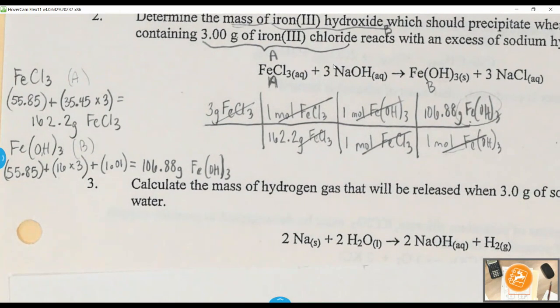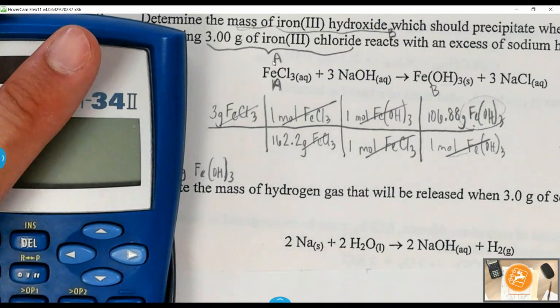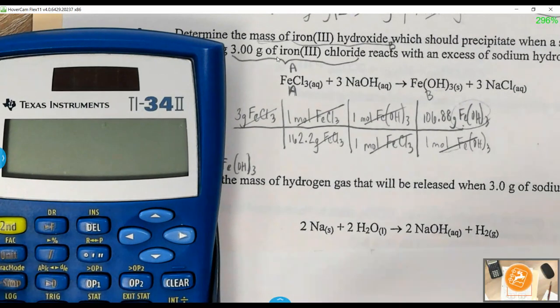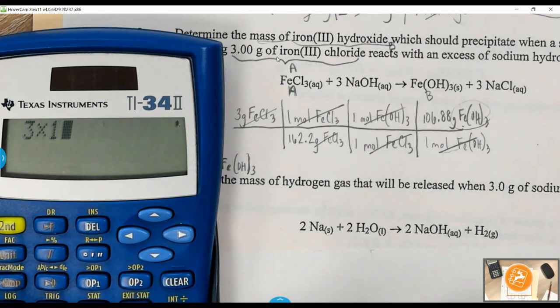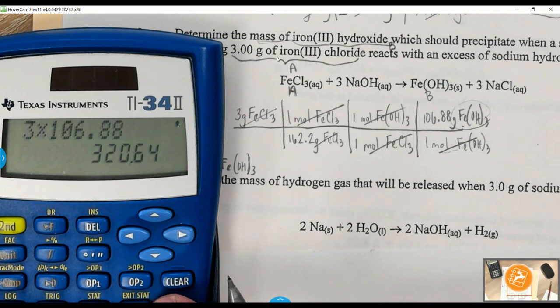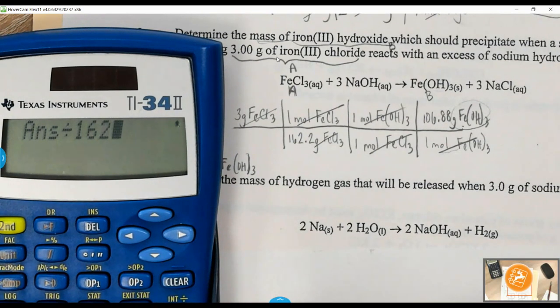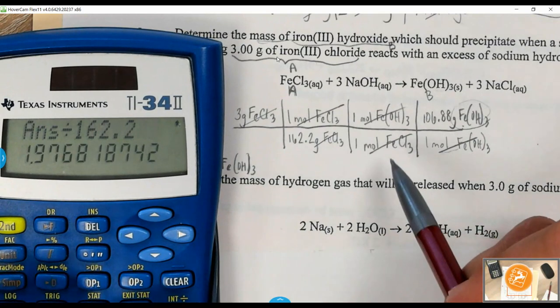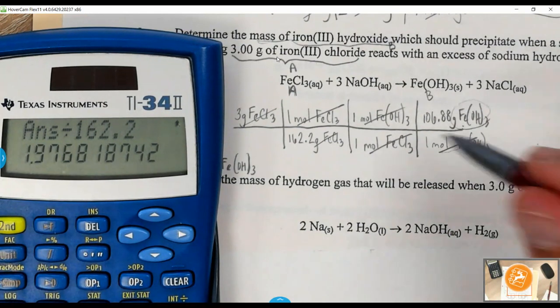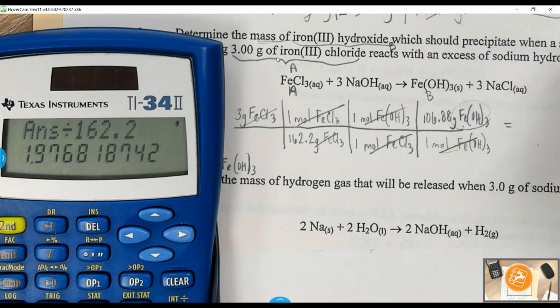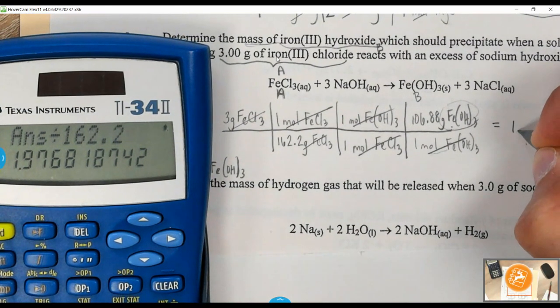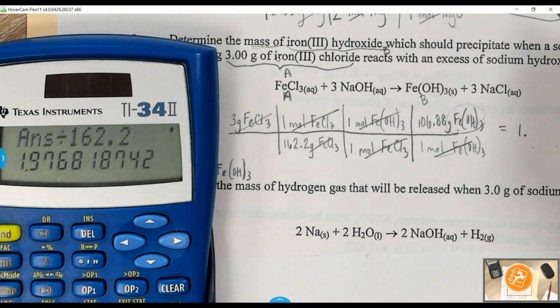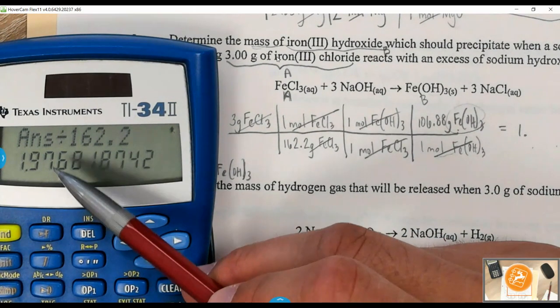So in your calculator, multiply everything on top, divide by what's on bottom. 3 times, we don't need to do 1, times 106.88. Good, and then divide by 162.2. We don't need to divide anything else because they're all ones on the bottom. So we are going to be left with the final answer of 197.6, so the 8 would bump this up to a 7.